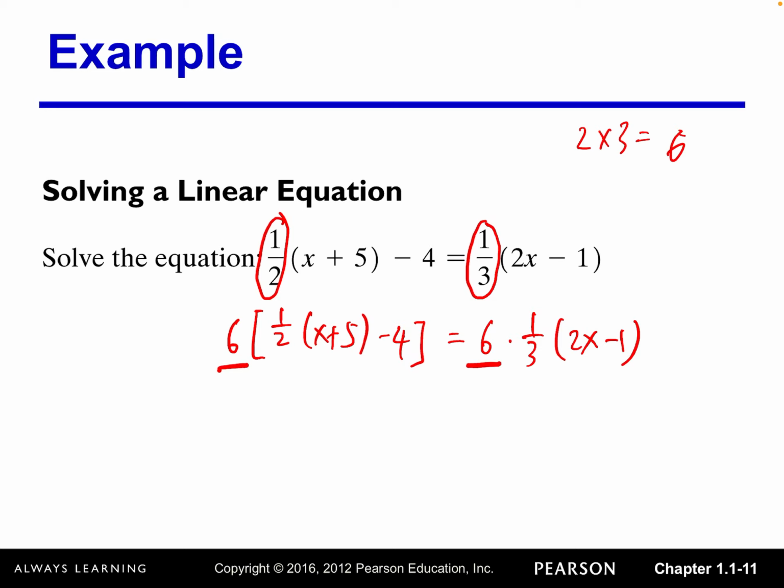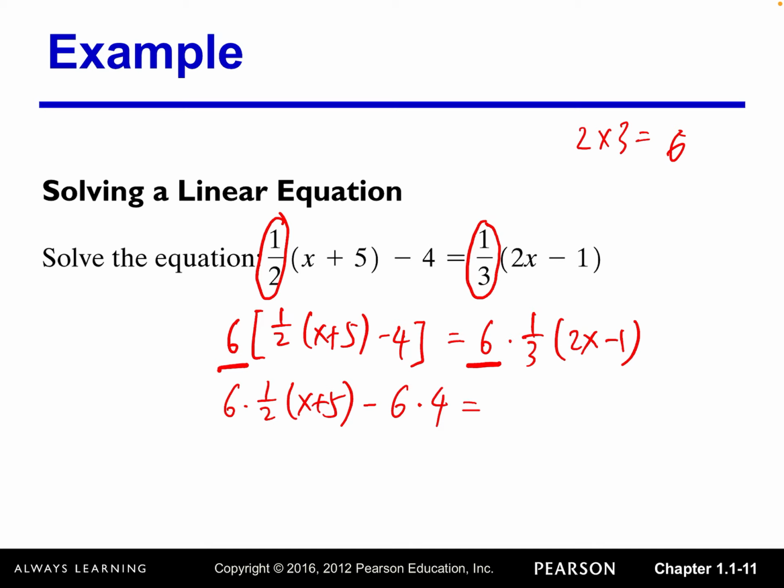And then we simplify, right? Left-hand side, 6, we eliminate these square brackets. So 6 needs to be distributed in. So 6 needs to times 1/2 and x plus 5. That's one of the terms. And then minus 6 times 4. Okay, don't forget the 4.